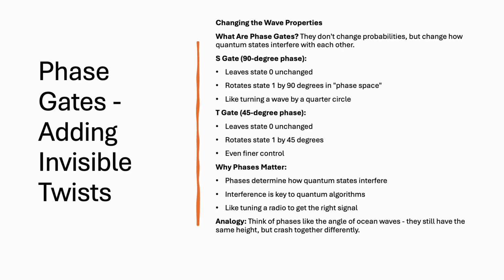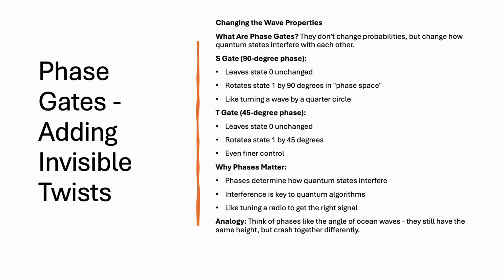The S gate, sometimes called the phase gate, adds a 90-degree phase shift to state 1 while leaving state 0 unchanged. Think of it like turning a wave by a quarter circle. The S gate does not look like it does much if you measure immediately afterward, but it sets up the state for future interference.